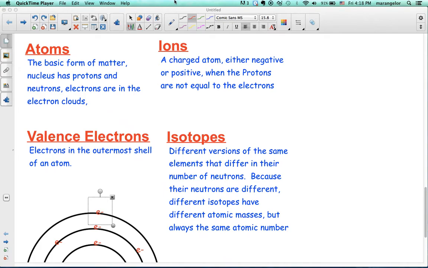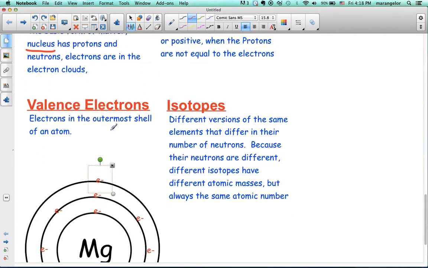Guys, this is a really quick recap video on what we did in class today. So I gave you a few definitions. We talked about what an atom is, and there are many definitions in different books, but essentially it's the basic form of matter. The nucleus has protons, which are positive. There are also neutrons in the nucleus. The neutrons are neutral, and the electrons are in the electron cloud on the outside.